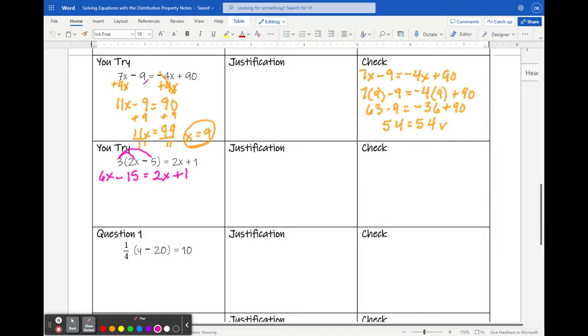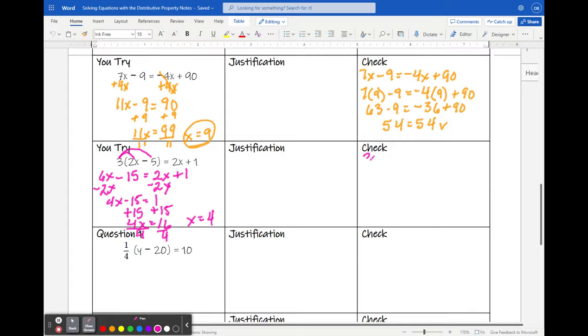Now we're back to where we started on you try 1. Let's get those variables on one side. I'm going to choose to do the inverse operation to remove the variable from the right. And I end up with 4x minus 15 equals 1. Inverse operation to remove the constant from the left. And I have 4x equals 16. Inverse operation to remove the coefficient, divide by 4, and I have x equals a positive 4.